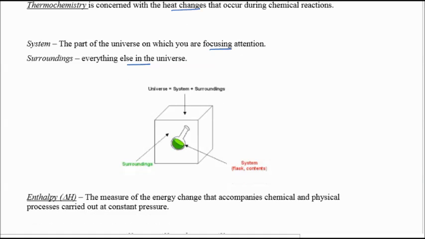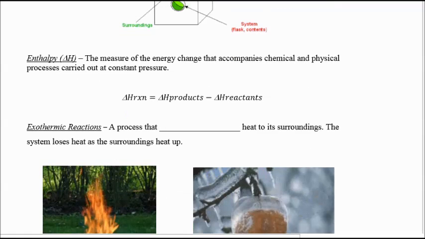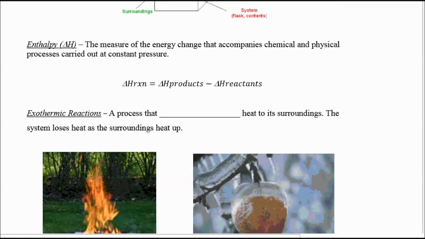We have a term called enthalpy. Enthalpy is the measure of the energy change. In order to measure enthalpy, delta H is equal to the delta H of the products minus the delta H of the reactants. So products minus reactants. We have to remember that.